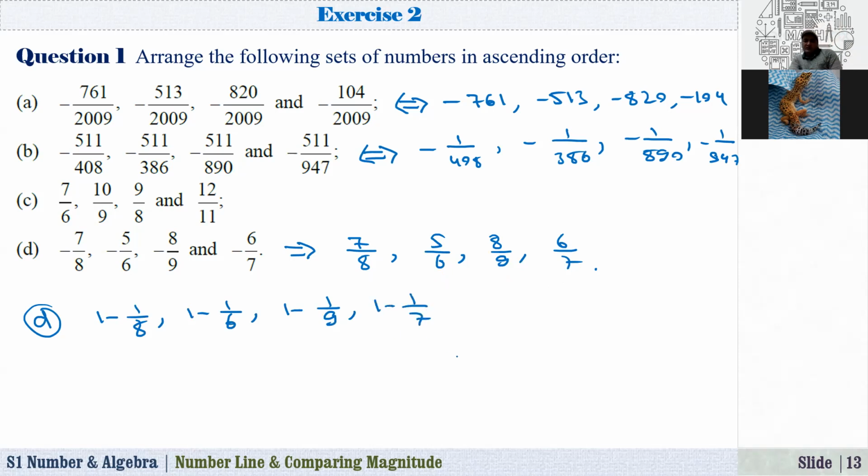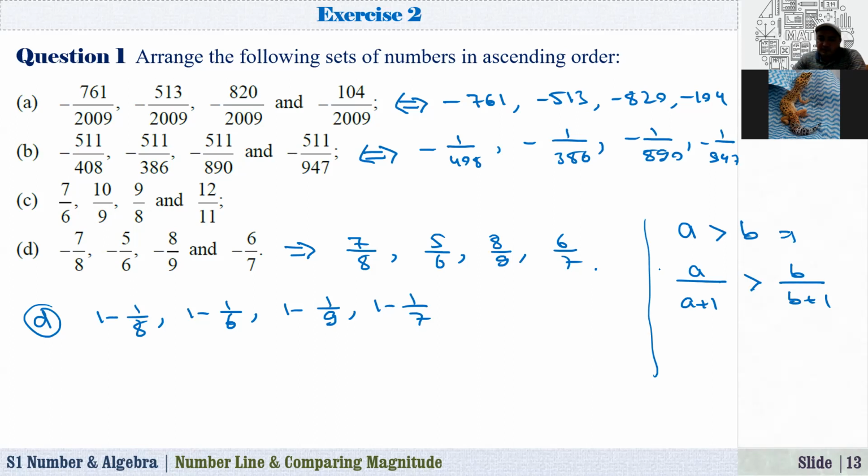In general, from this observation, if A is greater than B, then A over A plus 1 is always greater than B over B plus 1. So that's the same thing here. This 7 over 8 is greater than 5 over 6, is greater than 8 over 9. Why? As we see here, this 1, 1, 1, it's the same thing, right? So this 1 over 8 is less than 1 over 6. This 1 over 9 is less than 1 over 8. 1 over 7 is less than 1 over 6.